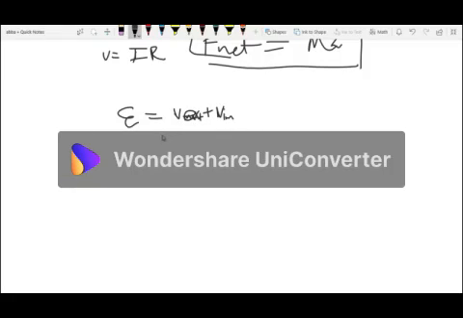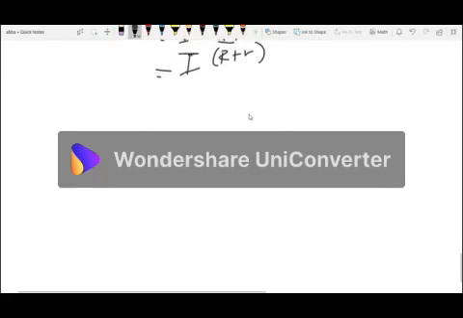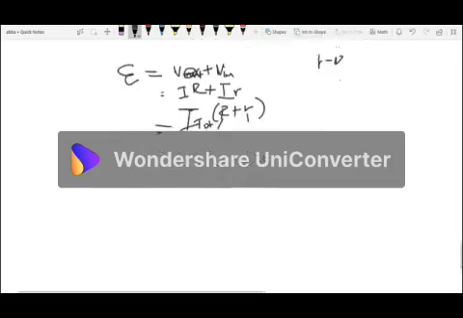External, internal. So now what do we mean by this? IR plus Ir, where small r is your internal resistance and this one is the external resistance. Now we can work this out to say I into R plus r, like this. This current remains the same. This is the total current, right? Now this is going to be your internal resistance and this is going to be your external resistance.